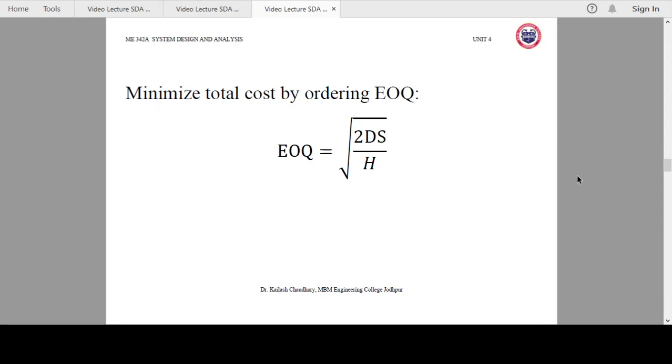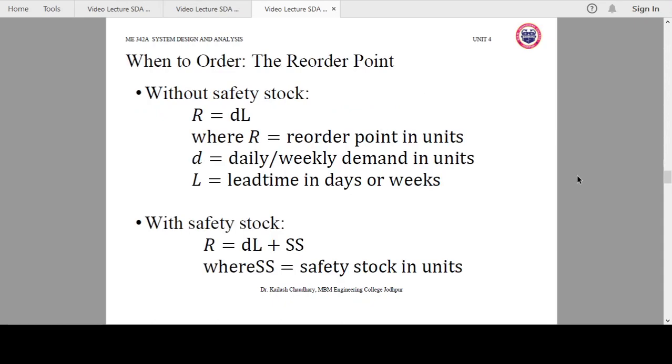So if you want to minimize that particular cost of buying, you put that into a minimize equation, and then you get the economic order quantity. This equation is related to the total cost equation we have seen earlier, and this is the optimum quantity you need to order to get the minimum total cost. So this is the economic order quantity equation.